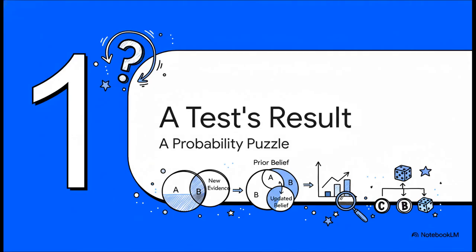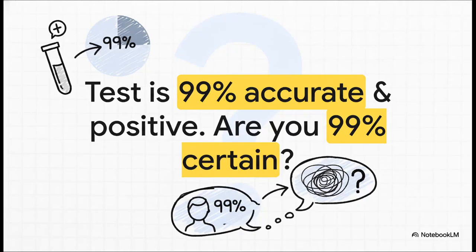I've got a scenario for you, and it's one that might seriously mess with your intuition. It's a classic for a reason. It really shows you just how counterintuitive probability can be. So, picture this. You go and take a medical test. It's supposed to be 99% accurate, and it comes back positive. What's your first reaction? You're probably thinking, okay, shoot, there's a 99% chance I have the disease. I mean, that makes sense, right? Well, maybe not. The actual answer is way more surprising and honestly a lot more interesting.